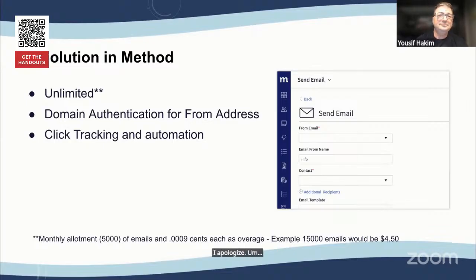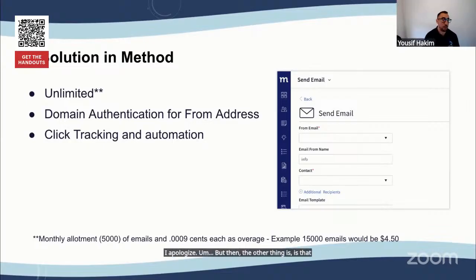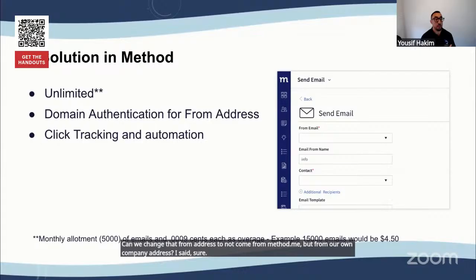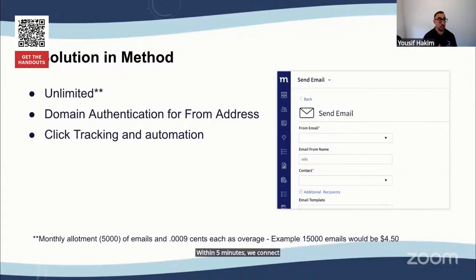But then the other thing is that a lot of people, and I get this all the time with a lot of clients that I work with, right away, they see an email that they send out of Method. Method will have that notifications at method.me, and they're like, hey, can we change that from address to not come from method.me, but from our own company address? I said, sure. Within 5 minutes, we connect them with their own email domain. It's authenticated, and that's it.